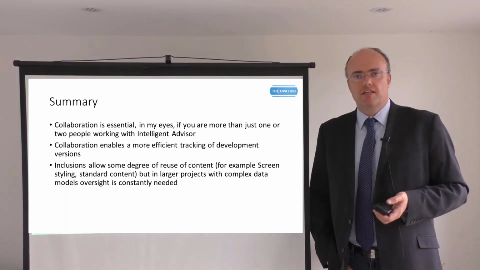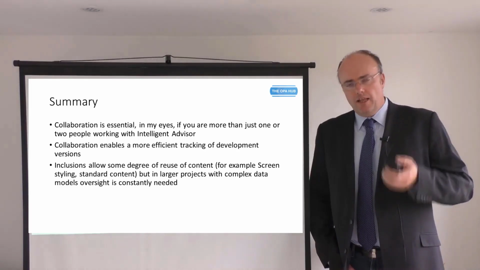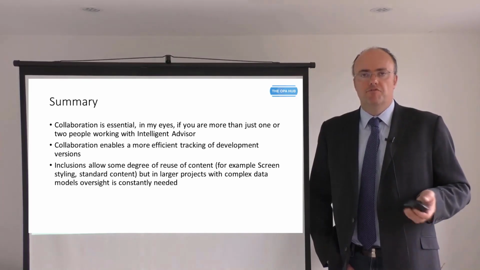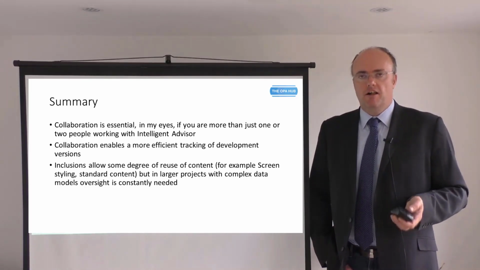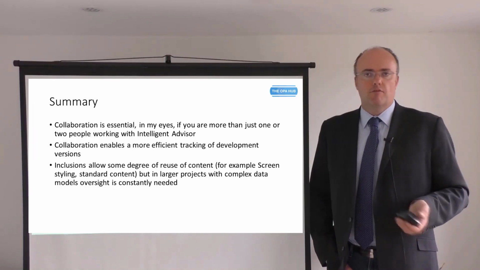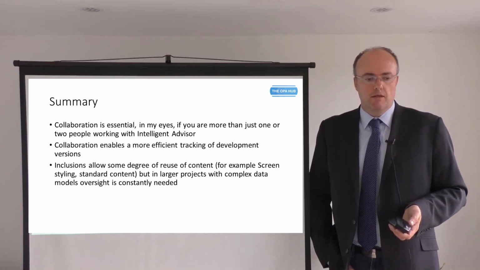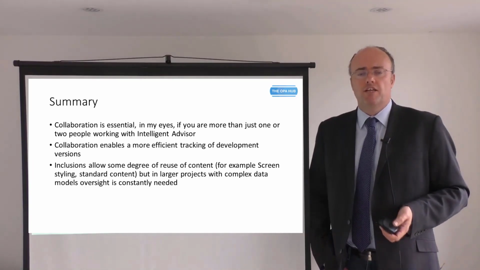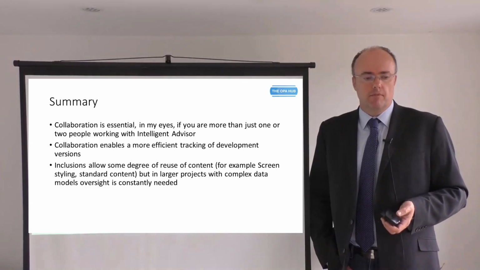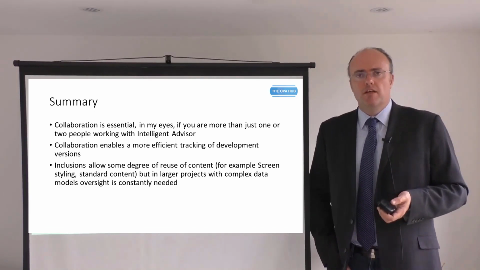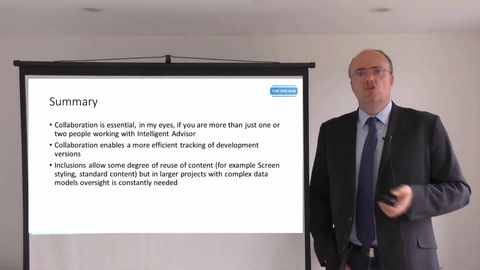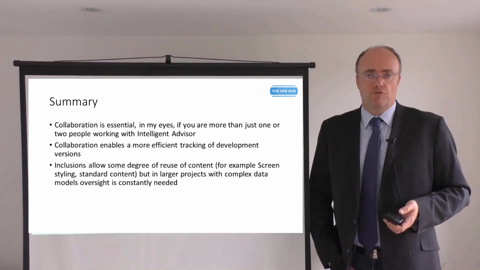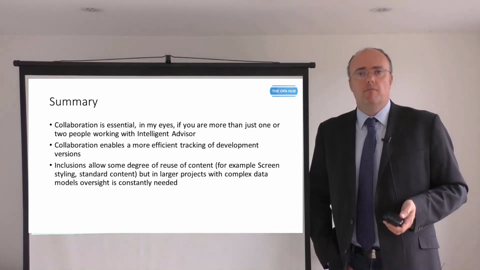So that wraps it up after the demo for chapter 13. Collaboration is essential in my eyes if you have more than one rule author, clearly. It becomes very hard to manage with local zip files, sending each other zip files, messing around with copy and paste. It's never going to work. Collaboration gives you more efficient tracking of development versions, but it doesn't give you a fully fledged branching and merging operation. Inclusions give you some degree of reusability, but it's not as good as it might sound. There are some areas where you're going to have to pay attention, and I hope we called those out for you during the demo. So that wraps it up for Module 13.